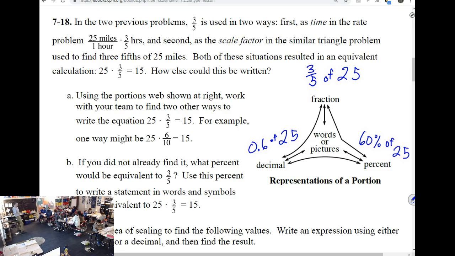All right, again, you can just do a little triangle on your paper when we're doing these. If you represent this expression in all three ways, 3/5 of 25, or decimal, 6/10 of 25, or percent, 60% of 25. Try C then. Scale those values.